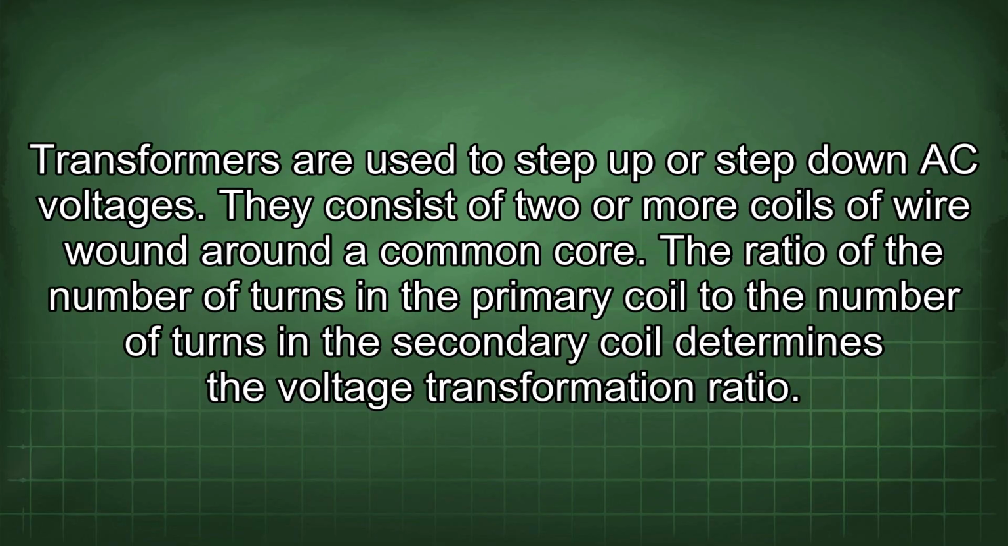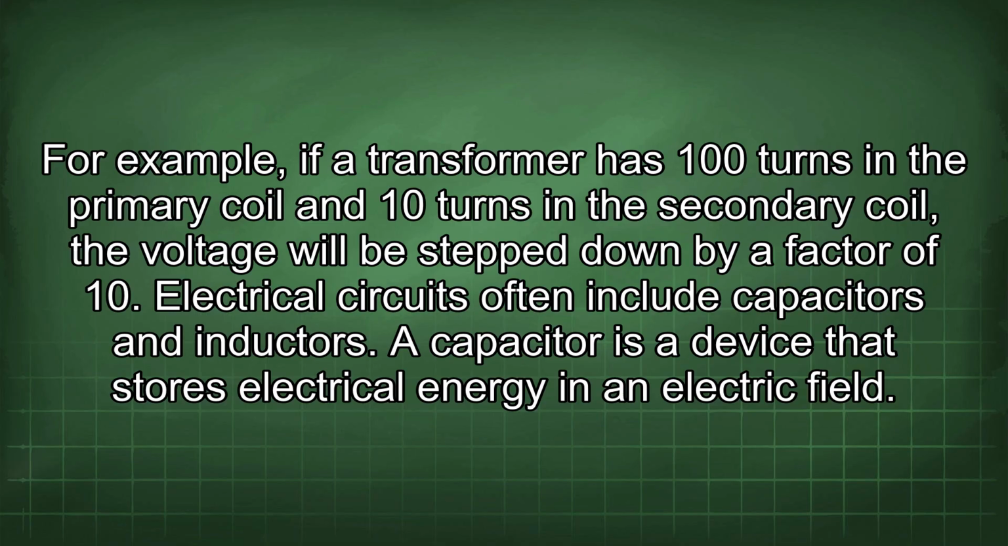Transformers are used to step up or step down AC voltages. They consist of 2 or more coils of wire wound around a common core. The ratio of the number of turns in the primary coil to the number of turns in the secondary coil determines the voltage transformation ratio. For example, if a transformer has 100 turns in a primary coil and 10 turns in the secondary coil, the voltage will be stepped down by a factor of 10.